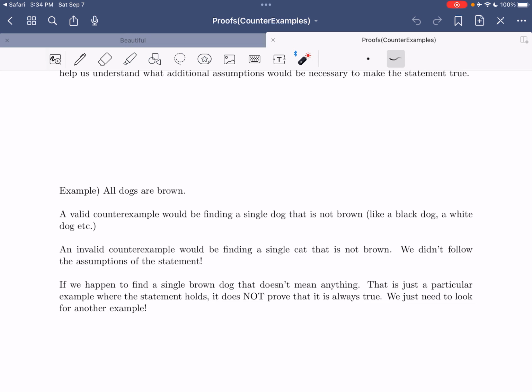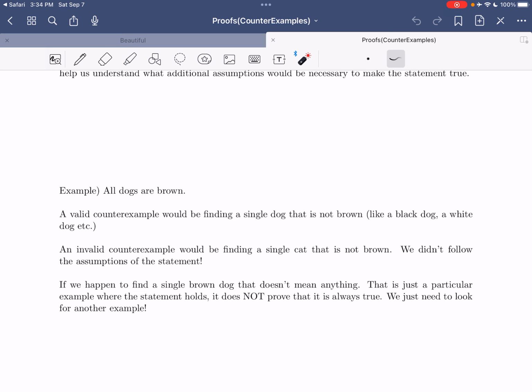Now, what would be an invalid counterexample? Well, here's an invalid counterexample. If we go out and we find ourselves a black cat or a white cat or some cat that's not brown, that's an invalid counterexample. That's because we didn't follow the assumptions of the statement. This person said all dogs are brown. They didn't make any sort of statement about cats or other animals. So if we're going to provide a counterexample, we better make sure we bring a dog. We have to follow the assumptions of their statement.